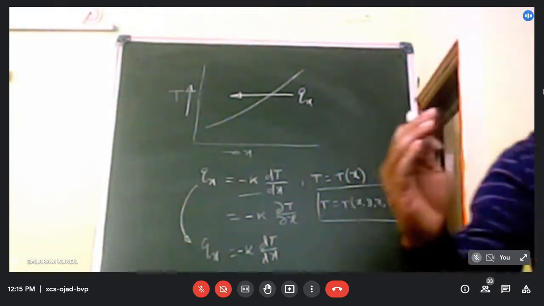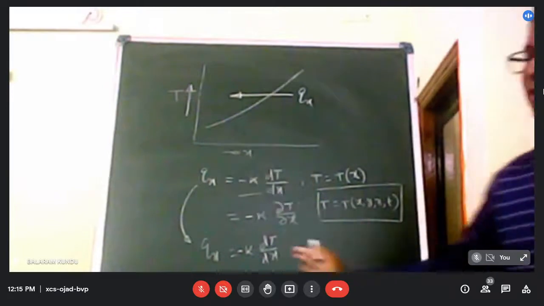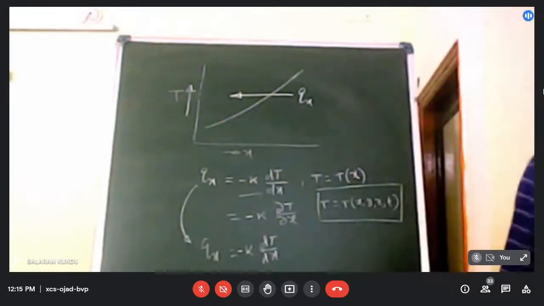If we write Qx equal to K dT/dx, in this case it will be wrong if we apply the Fourier's law of heat conduction. Whether it is clear or not?